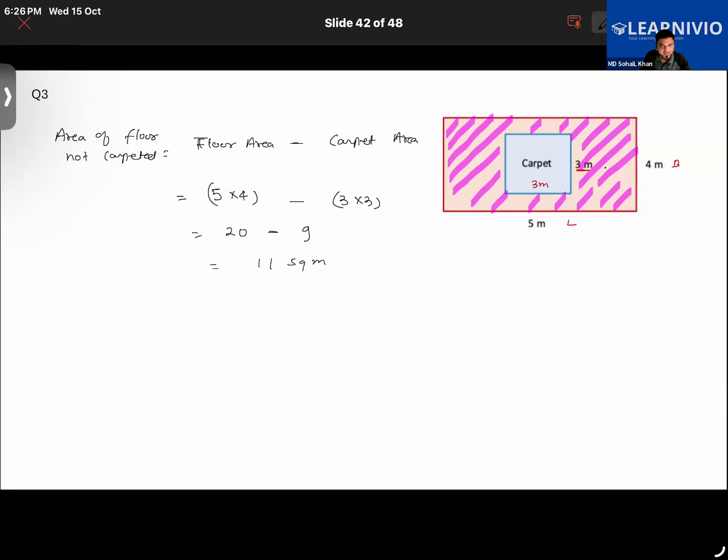Okay, hope you have understood that. So the area of the room that is not carpeted is equal to the area of that room minus the area of the carpet.